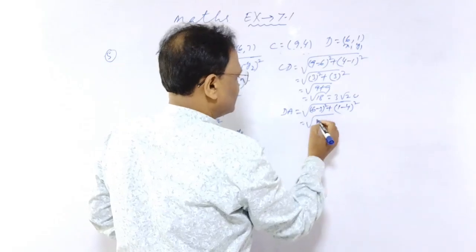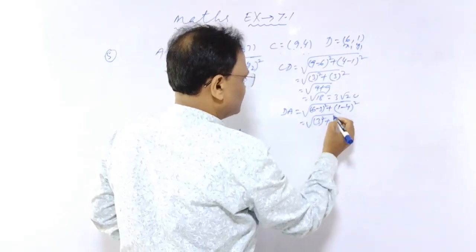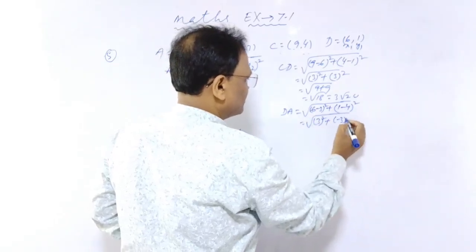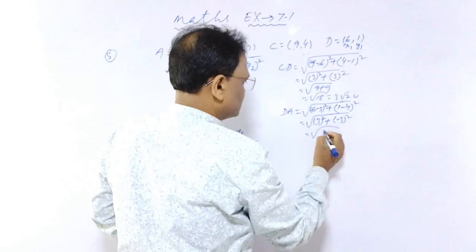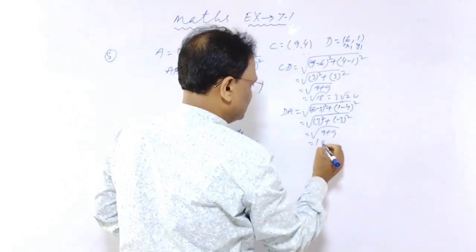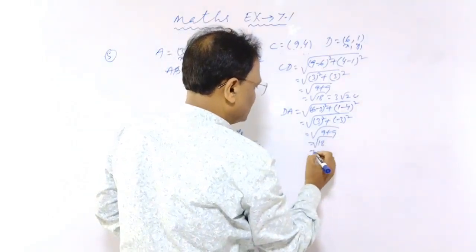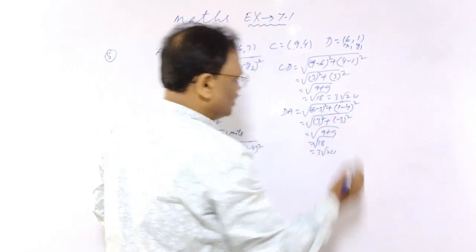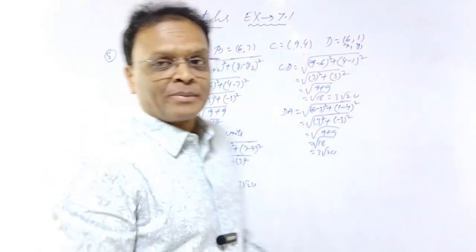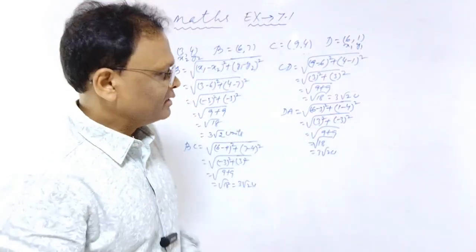So what do I get? That is 3 square minus 3 square. This is 9 plus 9, which is equal to 18. But root 18 is nothing but 3 root 2 units. So what do you observe? Is Champa correct or is Chamali correct?